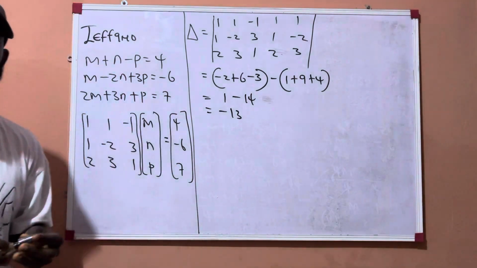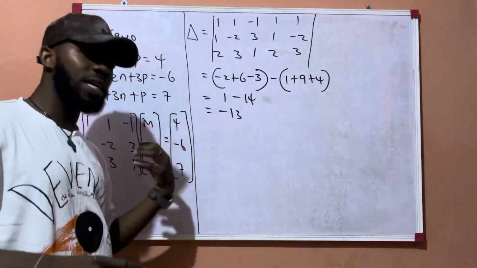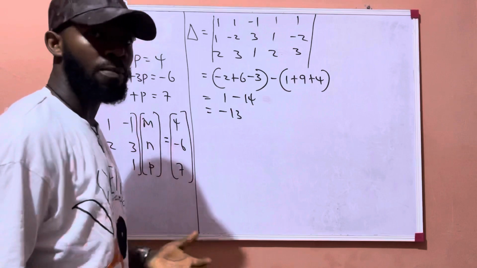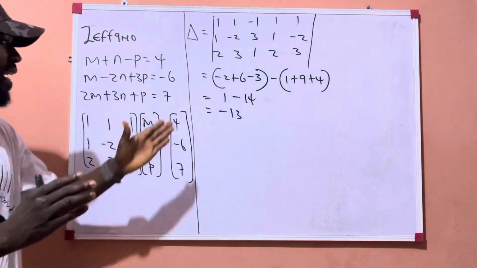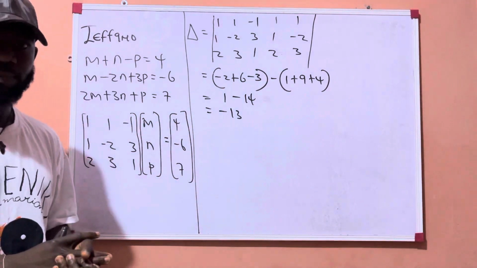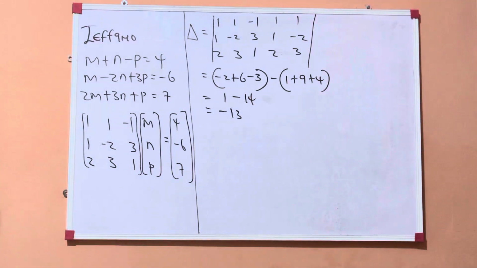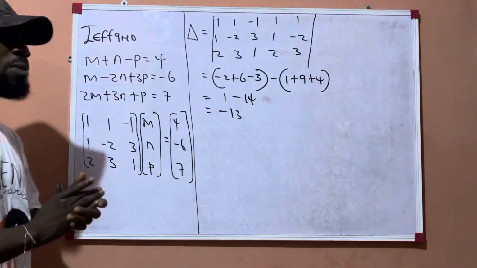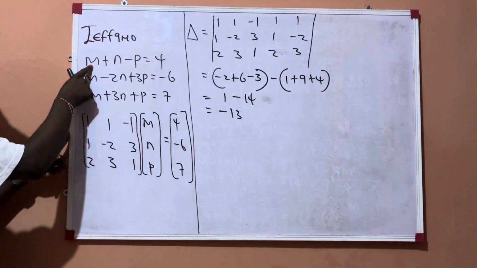Now, why is it a negative answer? Because why? 14 is bigger than 1. You cannot subtract a bigger number from a smaller number, otherwise the answer becomes a negative answer. Okay, now, we have solved for change. Now, what is the next thing we're going to solve for? We're going to solve for change in n.